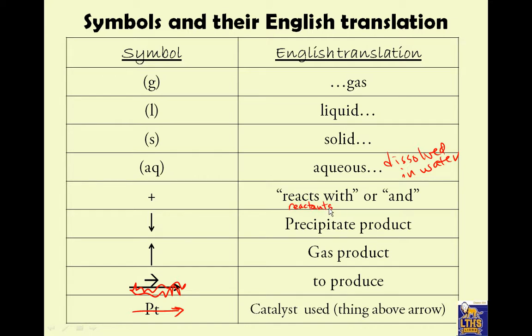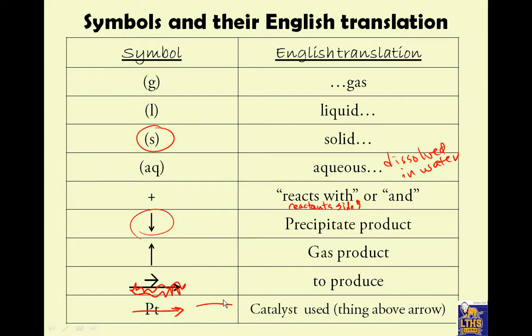So this is the reactant side of the arrow. All right. It could also be represented as and. A plus sign means an and. Okay, a down arrow means a precipitate is a product. So we can use this for precipitate on the product side, or we can use a down arrow, but we can only use a down arrow if it's a precipitate product. An up arrow means gas is produced, so a gas product. The arrow in a chemical reaction, either arrow, means to produce.